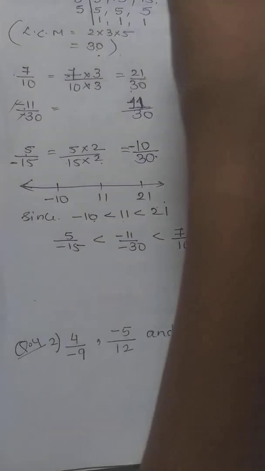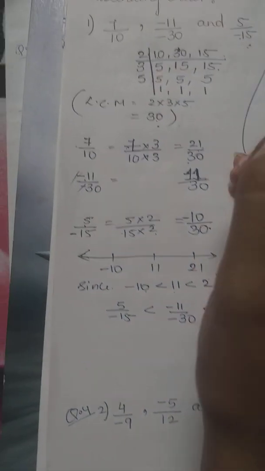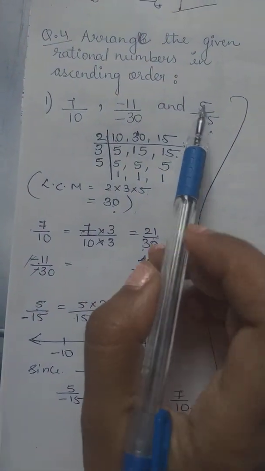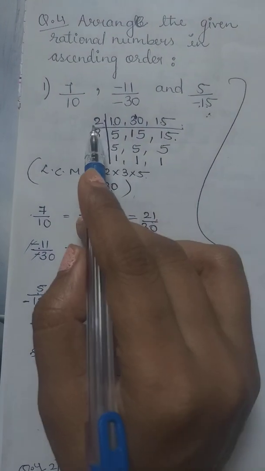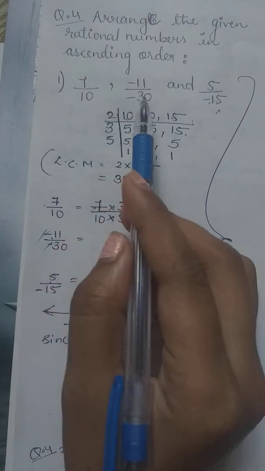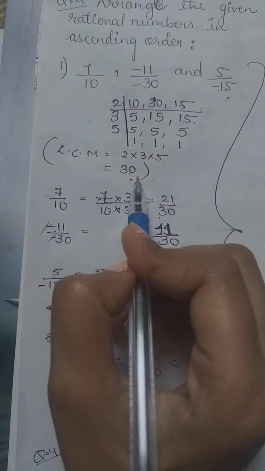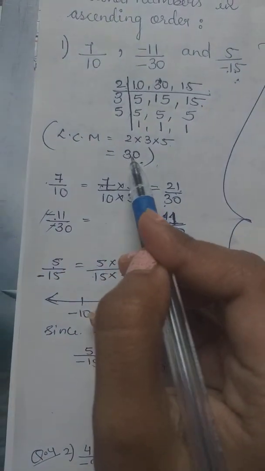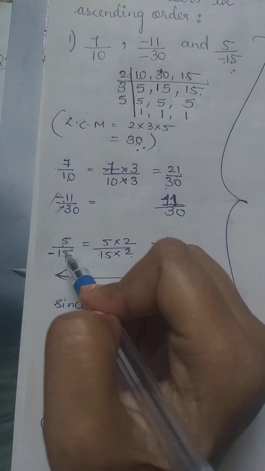So okay, I'm going to repeat the question again. When there is a question like arrange the numbers in ascending order, you have to find the LCM of the denominators. The LCM of 10, 30 and 15 will be 30. So when you get the LCM 30, make all the denominators 30.